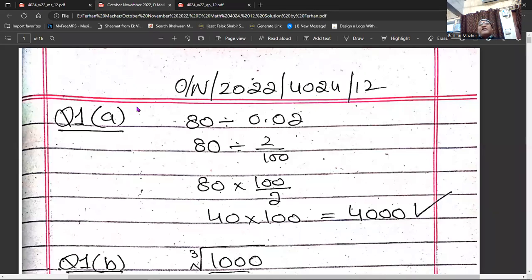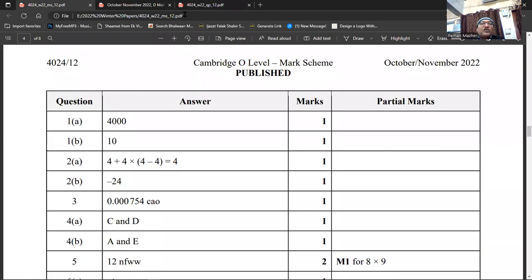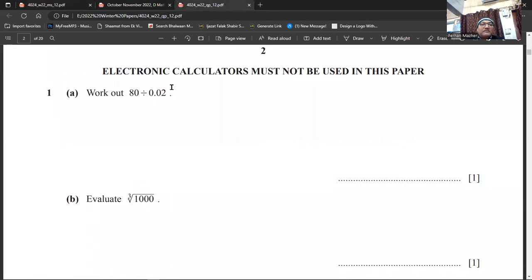So 80 divided by 0.02. I'll move the decimal, so you will have 80 divided by 2 over 100, because after the decimal there are 2 digits. So you will put 2 zeros there. Then I will convert that divide sign into a multiplication sign, and the fraction after that will flip. So you will have 80 multiply 100 divided by 2. So 2 and 80 will be cancelled. You get 40. 40 multiply 100, you get 4,000. So 4,000 is the right answer, sir.